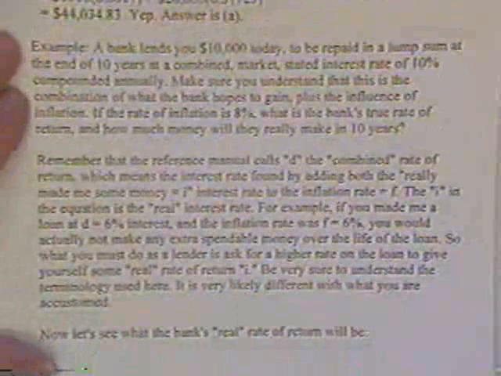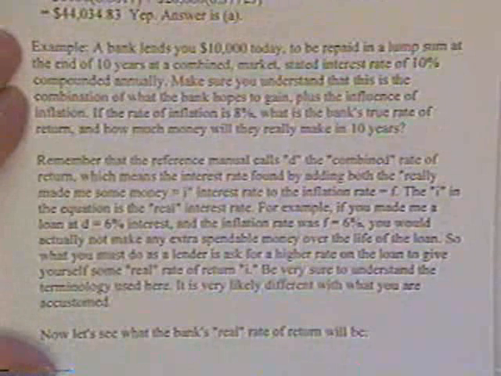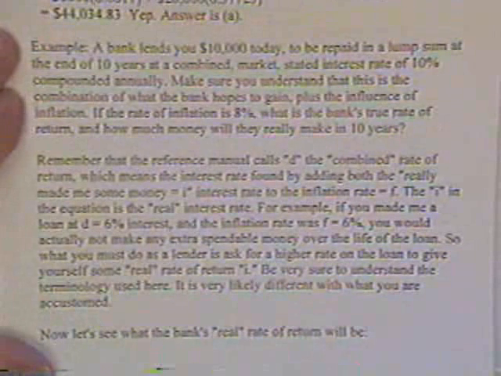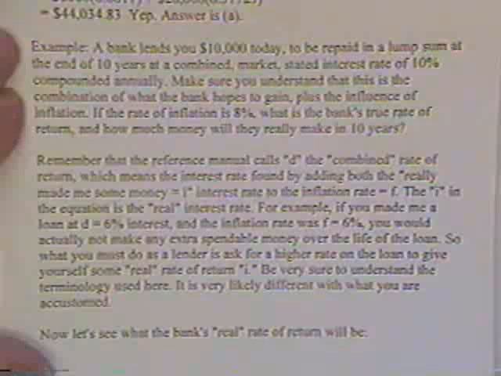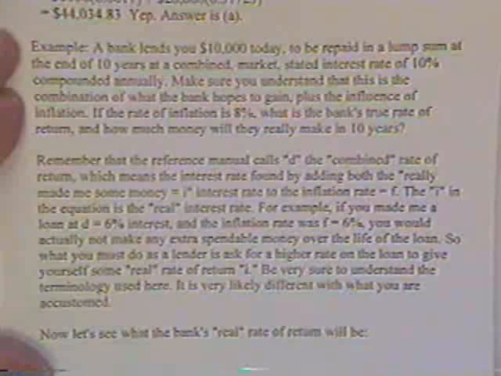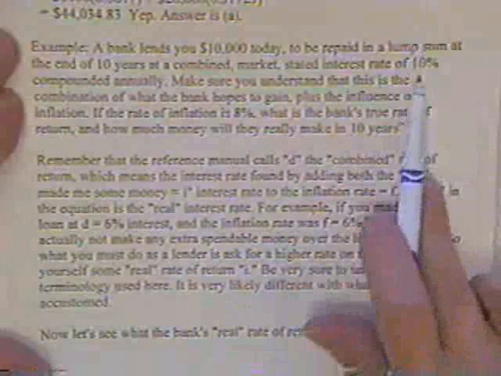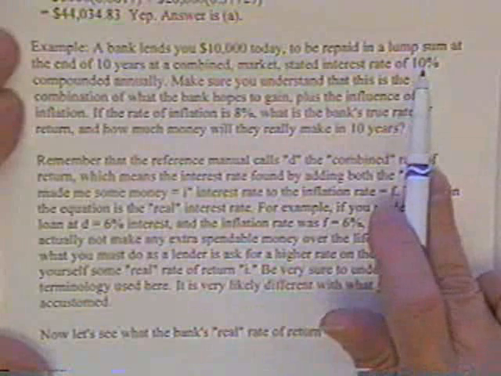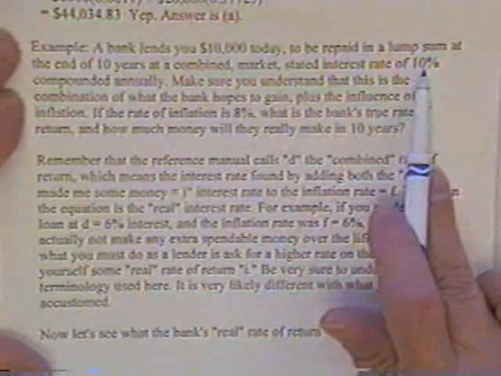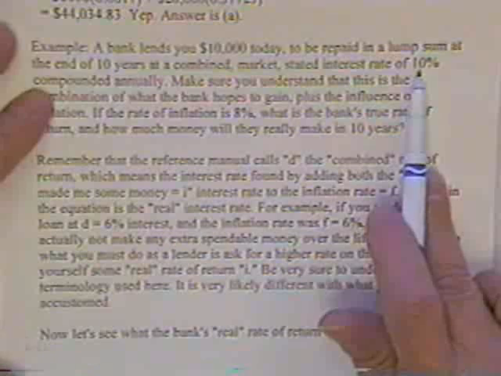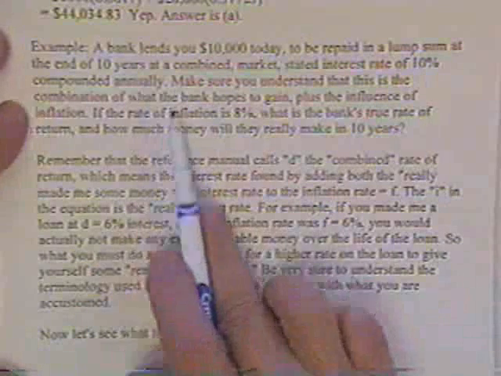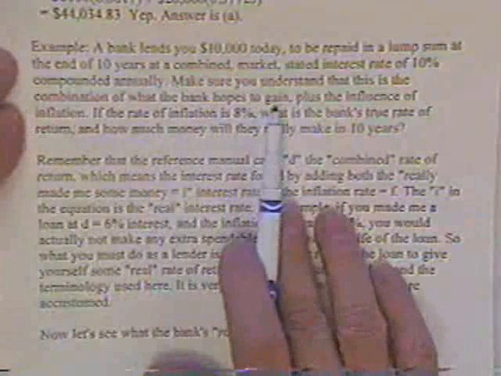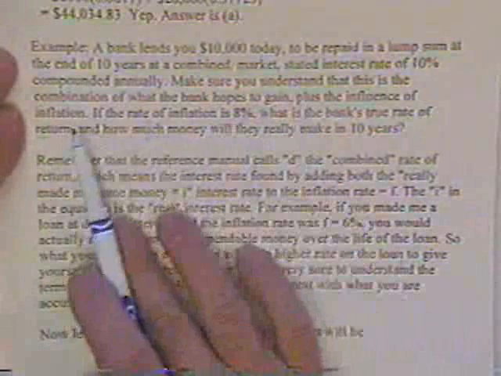Another example: a bank lends you $10,000 today, to be repaid in a lump sum at the end of 10 years at a combined market stated bank interest rate of 10%, compounded annually. And that's the combined rate. I mean, he's not going to say I'll loan you money at 10% if the inflation rate's 10%. He knows better. He'll just sit on his money. So make sure you understand this is the combination of what the bank hopes to gain plus the influence of inflation.